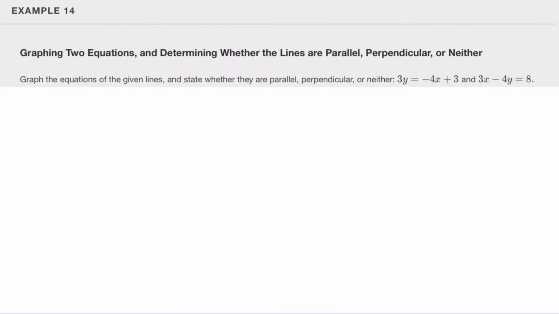Graph the equations of the given lines and state whether they are parallel, perpendicular, or neither. Parallel, perpendicular, neither is really a discussion on slope. Lines that are parallel have the same slope. Lines that are perpendicular, their slopes are negative reciprocals of each other. Or in other words, for lines that are perpendicular, the product of their slopes equals negative 1. Okay, so what it asks us to graph.